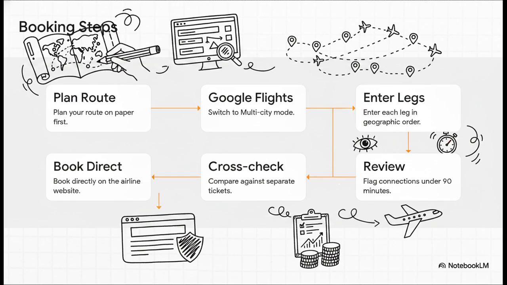And finally, and I really cannot stress this enough, try to book directly on the airline's website. If you are mixing airlines, use an airline platform that issues a consolidated itinerary so you don't lose those crucial delay protections. It's a real game changer.